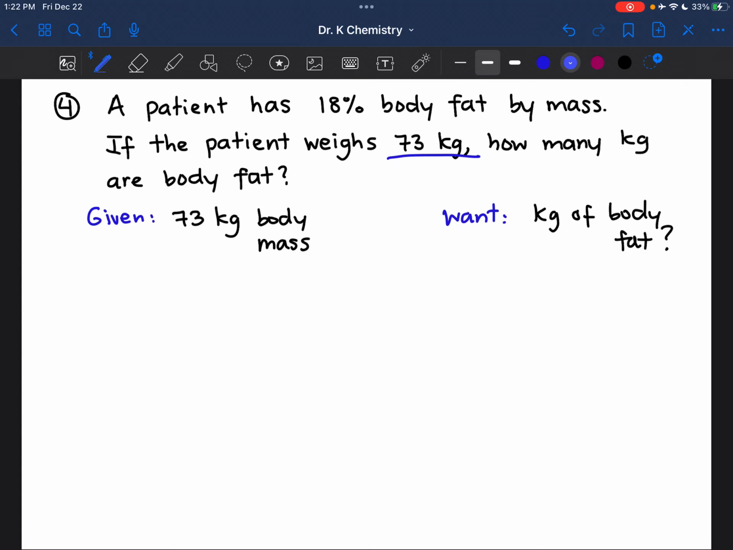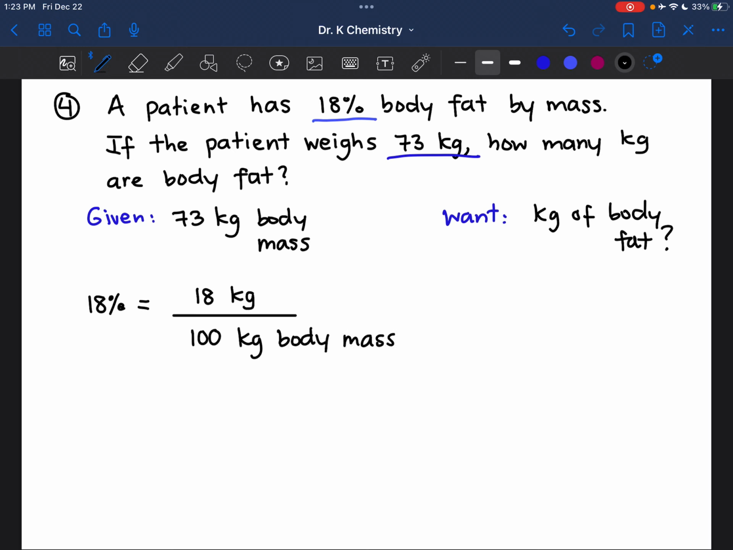Okay. So we need some way of connecting body mass to body fat, and we're given a percentage. So this is saying 18% of that body mass is actually body fat. So what you could do is, we know that in order to get a percentage, we are dividing parts by a whole. And if we were to set the denominator to be, let's say, 100 kilograms, this really means that 18 kilograms of that body mass are body fat.